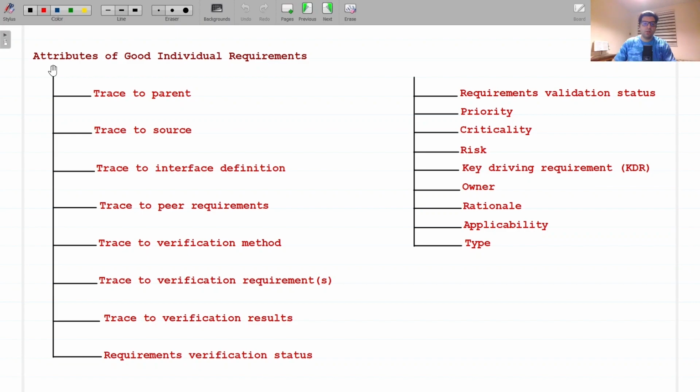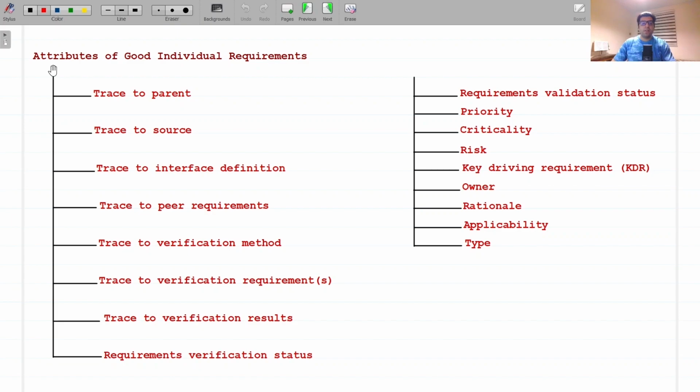Each of the children requirements must be able to be traced to its parent requirement and hence to any antecedent requirement and ultimately to the system need or mission. Trace to source. Each requirement must be able to be traced to its source. This is different from tracing to a parent because it identifies where the requirement came from and/or how it was arrived at rather than which other requirement is its parent.